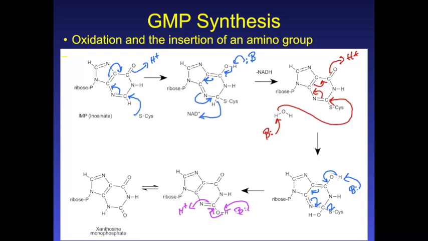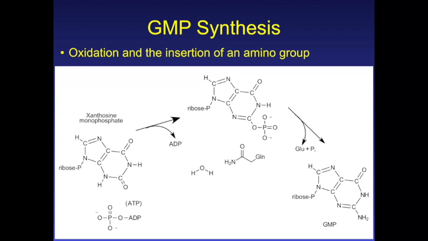Right, I'm trying to get to GMP, not there yet. Okay, I'm waiting, making sure. We good to go? Okay. GMP in 4 easy steps.